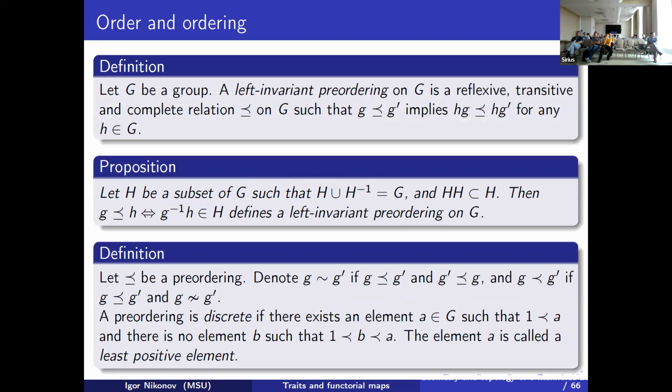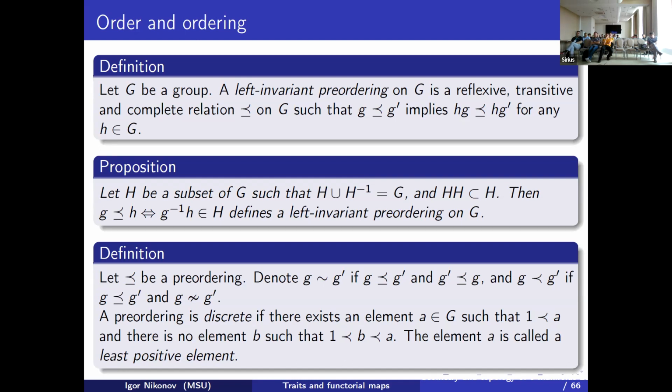and it appears that these conditions correspond to such a notion as preordering on a group. On a group, we can consider a reflexive, transitive, and complete relation, and we don't have antisymmetry here, so there can be equivalent elements, and we also require left invariance of this relation. This relation is equivalent to distinguishing some subset H in a group which is closed under multiplication, and such that the union of H and H inverse is equal to the group.